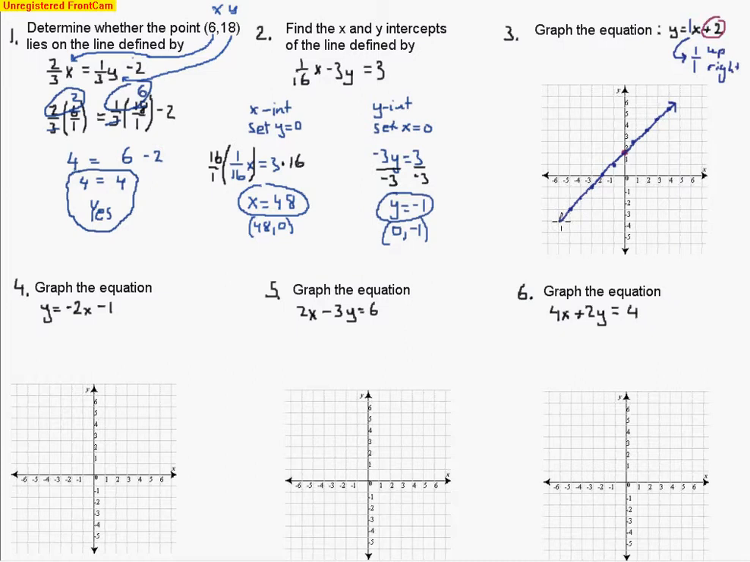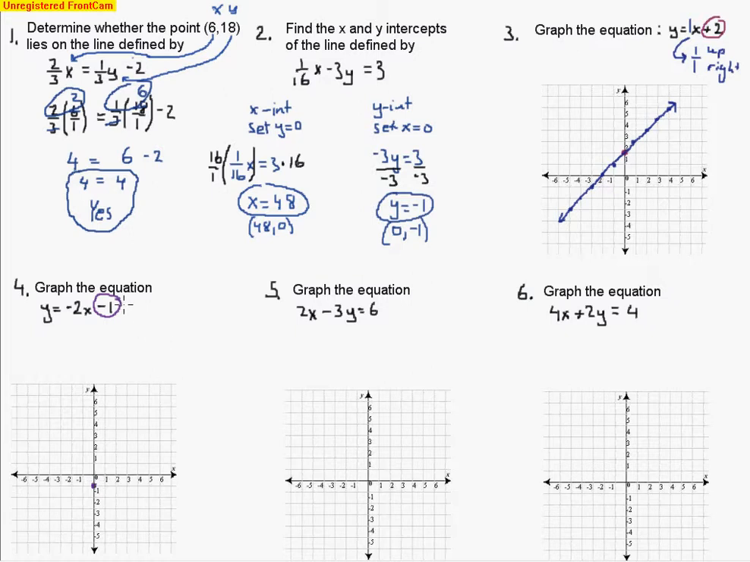So the next problem that we see looks very similar. It's in that slope-intercept form. But the difference between this is the type of slope that we're going to end up seeing. And we'll talk about that right after we start with our y-intercept. So we're going to go down one space on the y-axis. And I'll put a dot there, because that is our y-intercept.